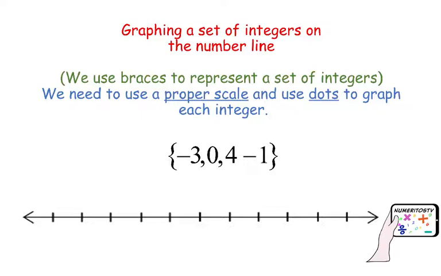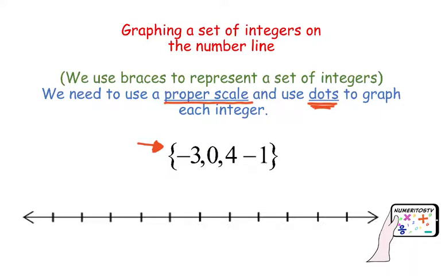How can we graph a set of integers on the number line? First of all, to represent a set of integers, we are going to be using braces, or these keys. So this will be a set of integers. To graph them on the number line, we need to use a proper scale. And remember that you plot dots on the integers that you're graphing. I also have a video that talks about plotting dots on the number line. If you want a refresher about that, I'm going to also leave the link here in the description below.